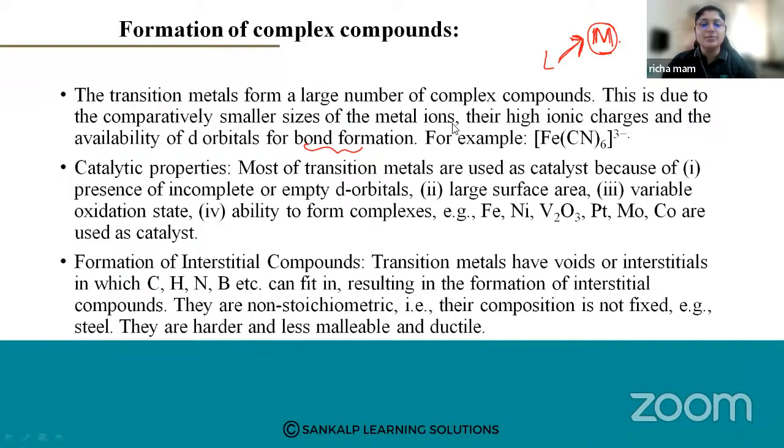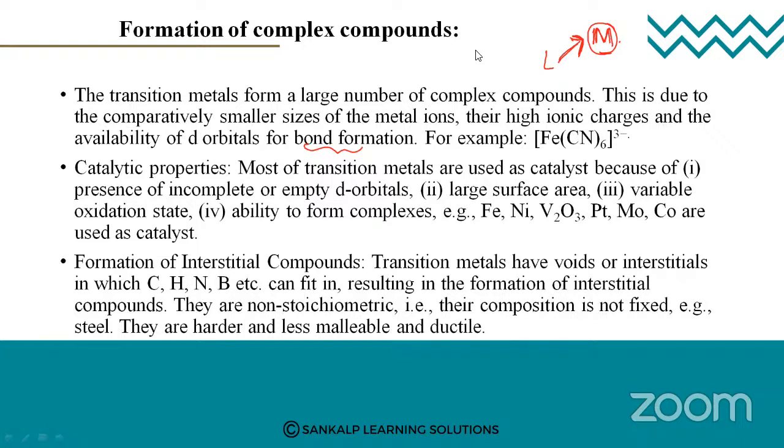Why? What is the reason? Because of the presence of incomplete or empty d orbitals. The d orbitals are either incomplete or they are empty. So this is the first reason. Second, they have a large surface area. Third, they show variable oxidation state. Now you know what I mean by variable oxidation state. It means they will show different oxidation states.